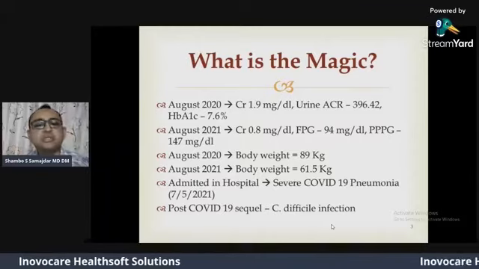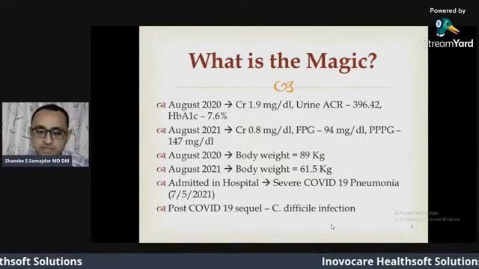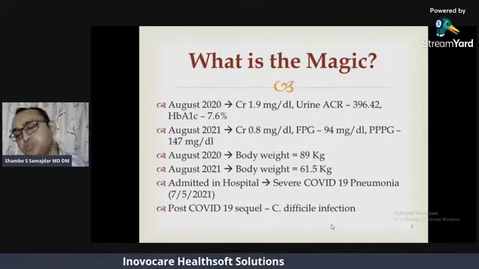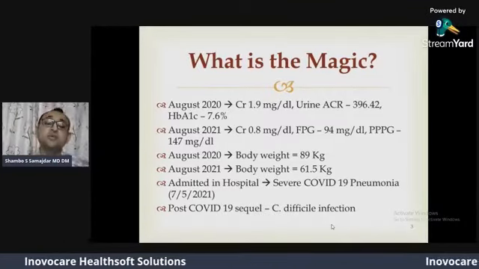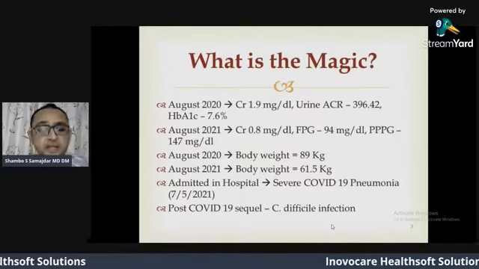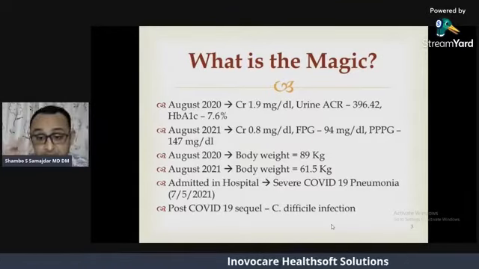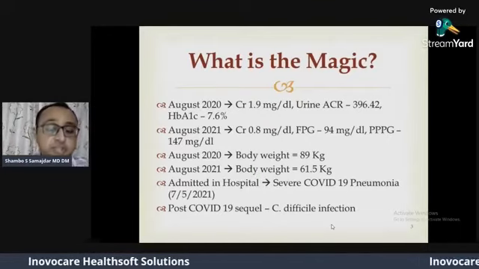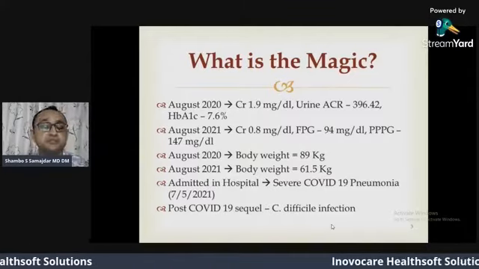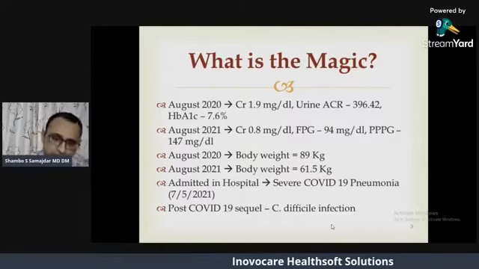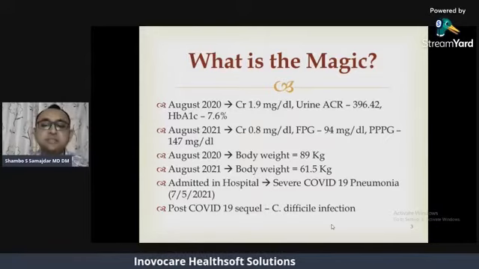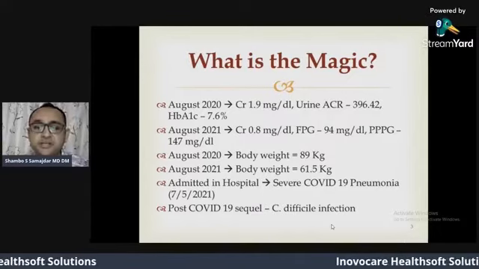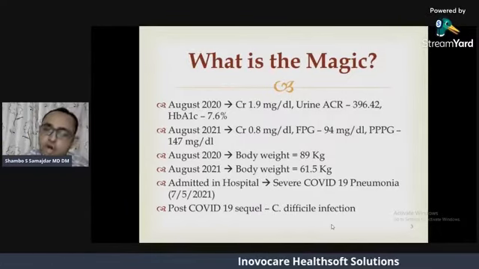So the cause behind this is not lifestyle modification, unfortunately, but he had a severe COVID-19 pneumonia, and he had to be admitted to a hospital in the city on 7th May 2021. And again in June, he developed a post-COVID-19 sequel with Clostridium difficile infection. So this infection is actually responsible for reducing his body weight, but the reduction in body weight indirectly gave lots of benefits.